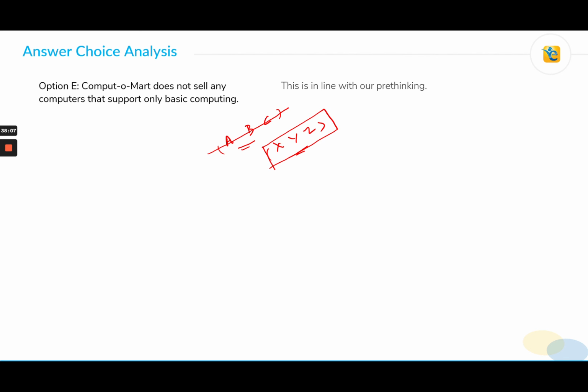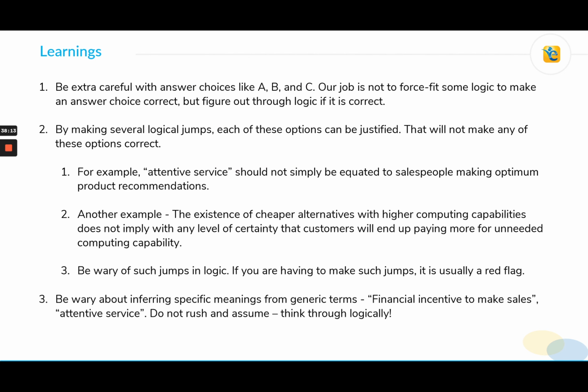You cannot use the logic of salesperson behavior to make this particular conclusion. So this effectively weakens the reasoning. So a lot of learnings here. Again, be very careful with answer choice analysis. In this question, the conclusion and logic were all fairly straightforward. The only trick is in the answer choices.